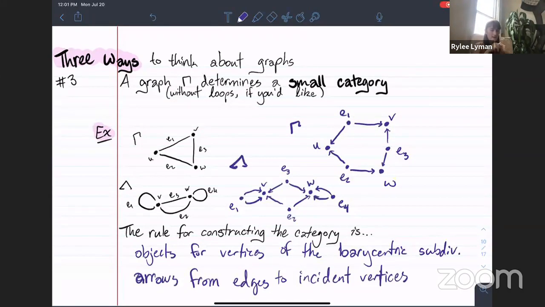The reason that it is a category without loops is that if you think about this as a directed graph, there's no way to make a loop by following a directed path.